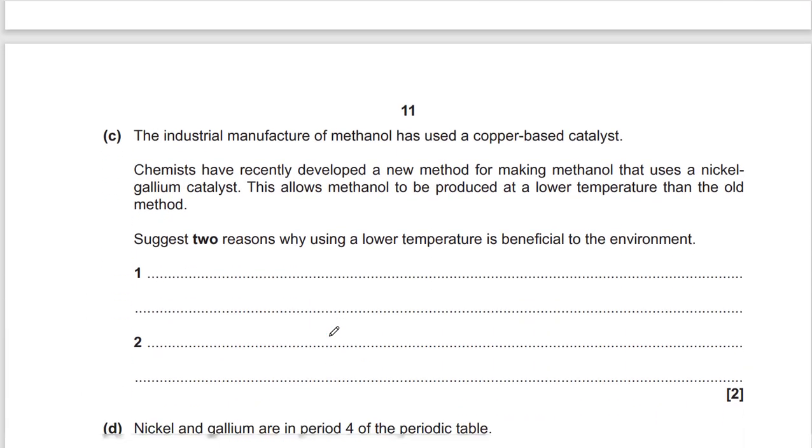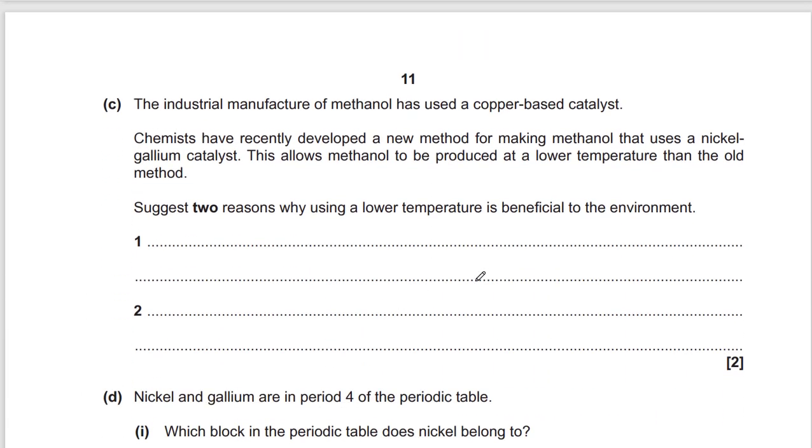Moving on then. So looking at catalysts then. New method of making methanol using a nickel gallium catalyst. Methanol can be produced at a lower temperature than the old method. Two reasons why it's beneficial for the environment. You find these questions very, very often. It's always the same answers pretty much. So why are lower temperatures beneficial?